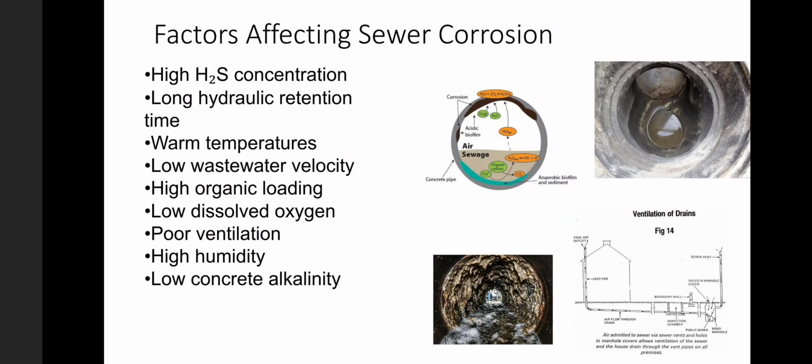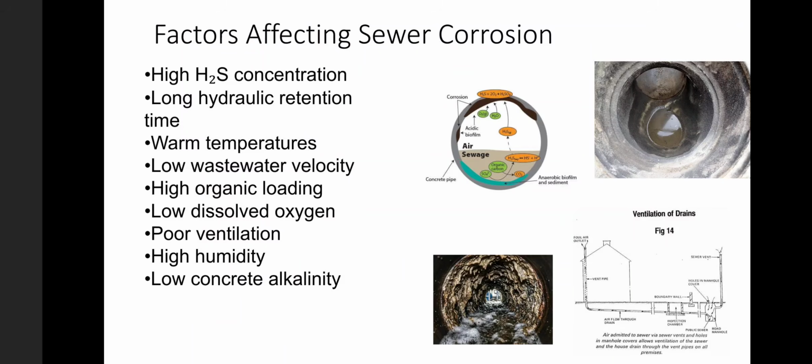So what are the factors which affect sewer corrosion? First one is higher concentration of H2S, that is hydrogen sulfide. Then longer hydraulic retention time, that means sewer water is stored for a longer time inside the sewer. Then warm temperature, because it results in the development of bacteria, which increases the hydrogen sulfide productivity. Then low wastewater velocity, because if we have a higher velocity the water won't stagnate, it will be dispatched through the sewer.